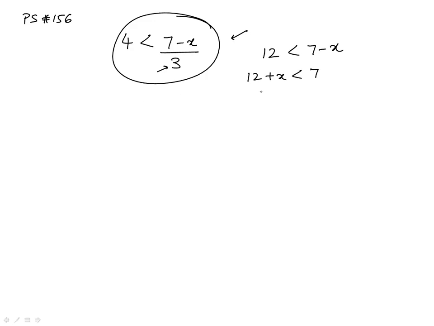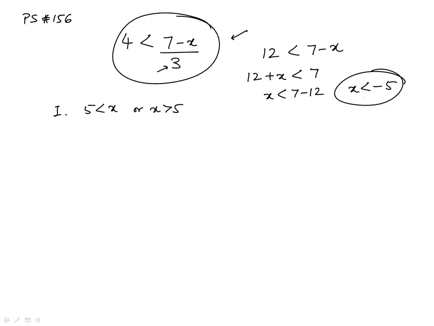Then subtract 12 from both sides, and I get 7 minus 12. So x is less than minus 5. So we know the original inequality is equivalent to x is a number less than minus 5. So let's look at number 1. It says 5 is less than x, or x is greater than 5. Well, certainly that's not true.